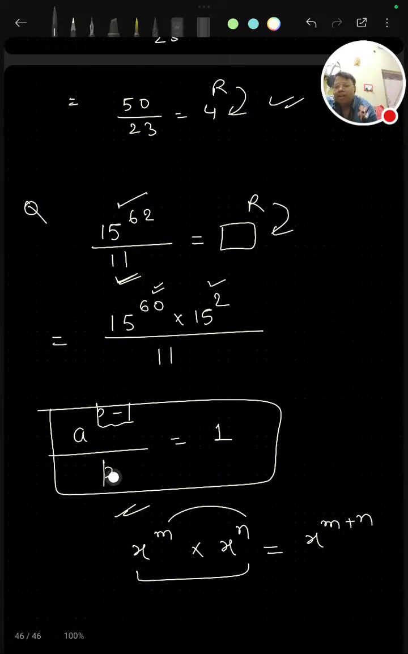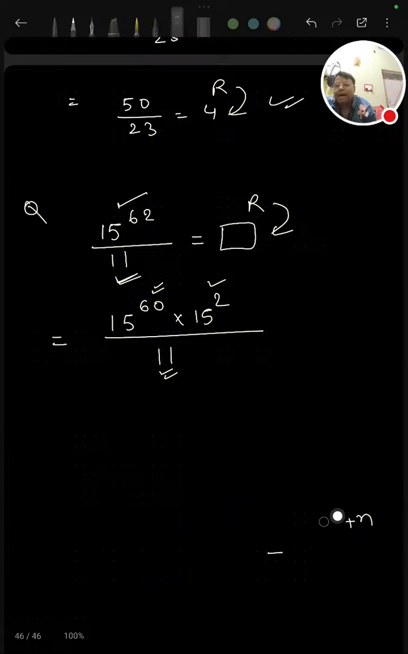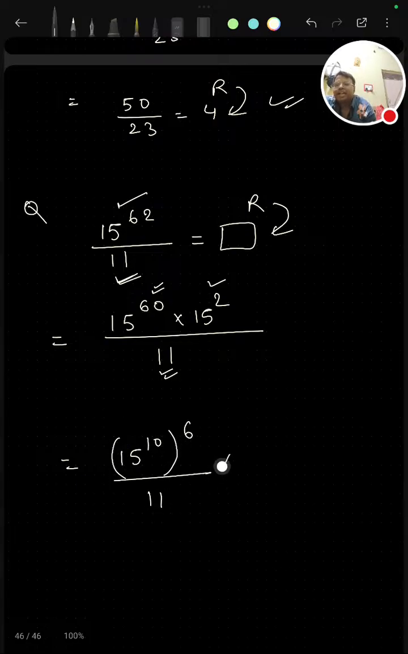According to Fermat's theorem, if it is P, then the power must be P minus 1. So it is 11, the power must be 11 minus 1, which means 10. Now you can write easily: 10 times 6 is 60, so 15 to the power 60 divided by 11, into 15 square. If you apply Fermat's theorem in this part, you will get remainder 1.